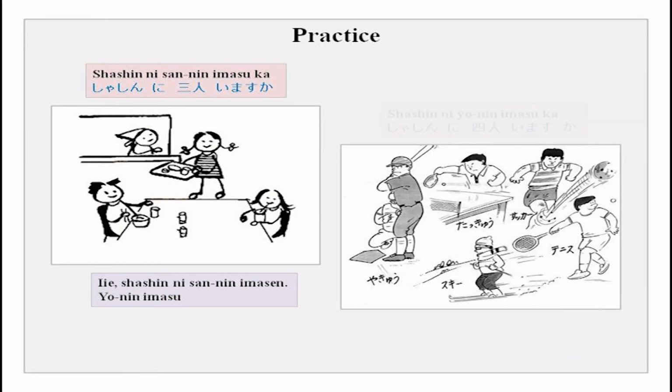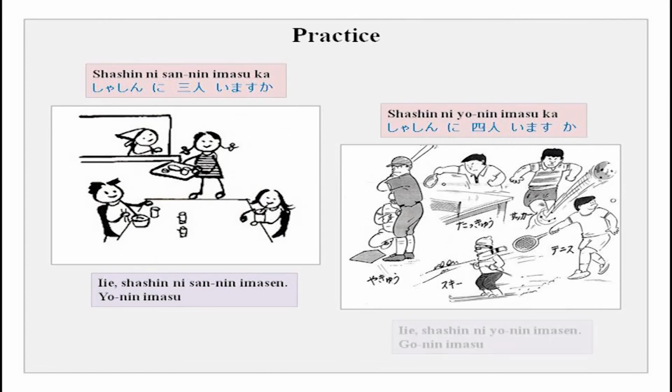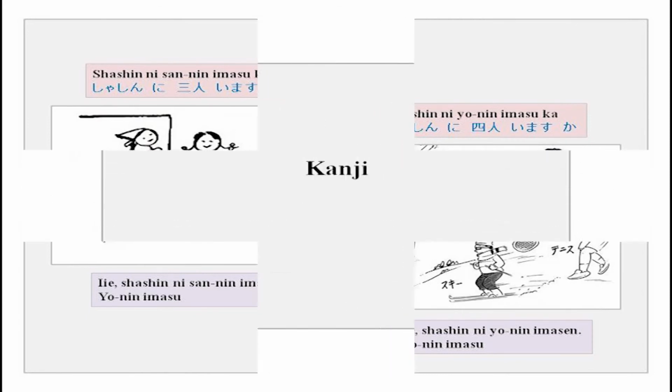Look at this picture. Shashin ni yonin imasu ka? Iie, shashin ni yonin imasen, gonin imasu. So, instead of nan nin, you can also use the number and ask how many people are there.